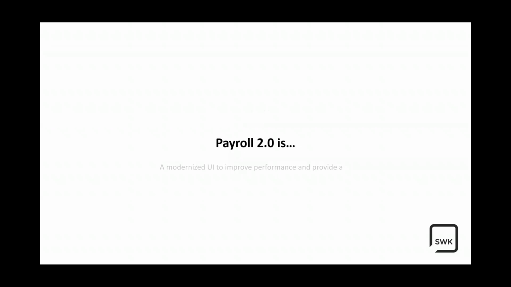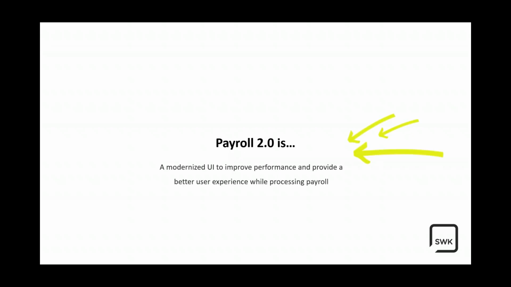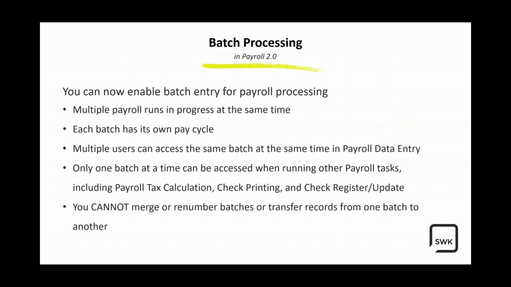So what is Payroll 2.0? Payroll 2.0 is the new UI, or the new pretty version, I guess you can say, of Payroll. So we finally took Payroll and it's now in the same framework like the sales order module and the inventory module. It's pretty, I guess, is probably the best way to sum it up. And there's a whole lot more features that went along with that.